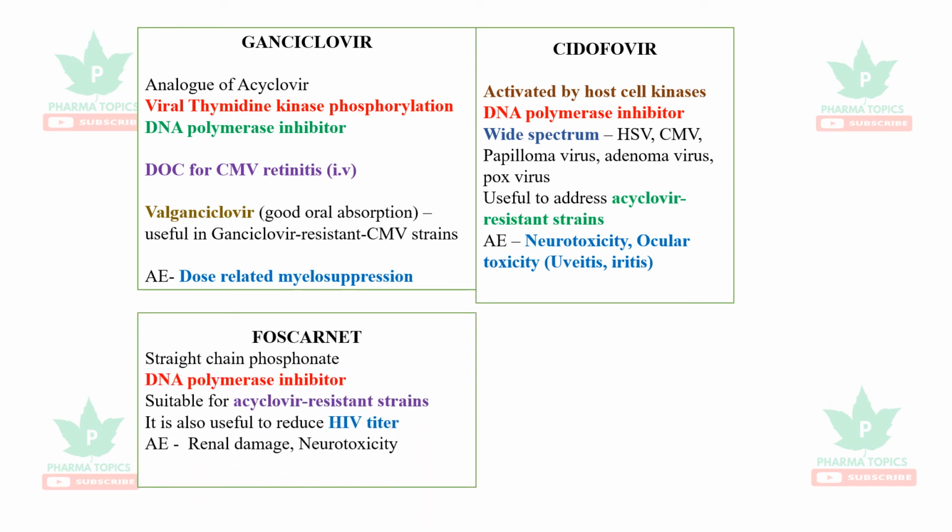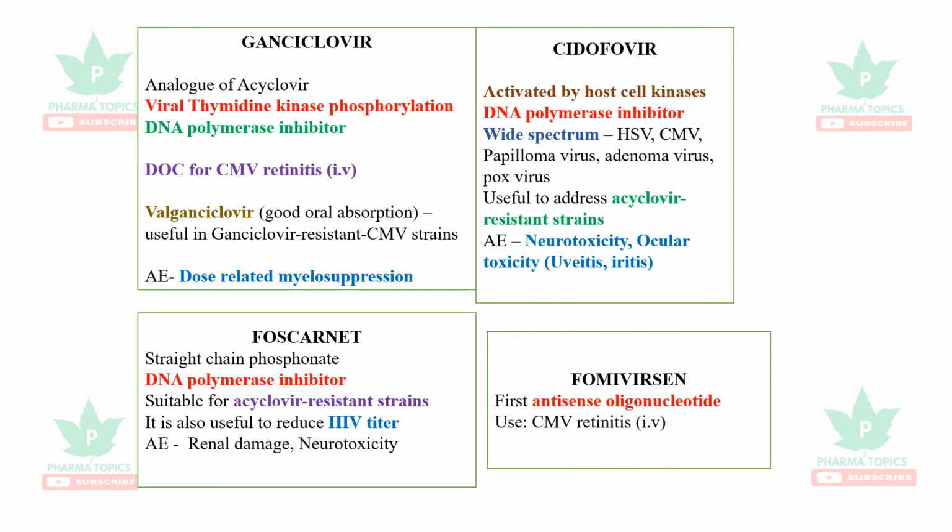The next drug is foscarnet. It is a straight chain phosphonate DNA polymerase inhibitor. It is suitable for acyclovir resistant strains. It is also useful to reduce HIV titer during ART therapy. Adverse effects are renal damage and neurotoxicity.